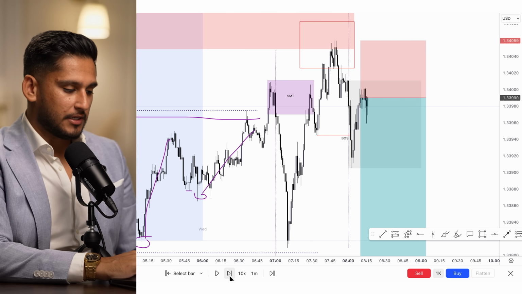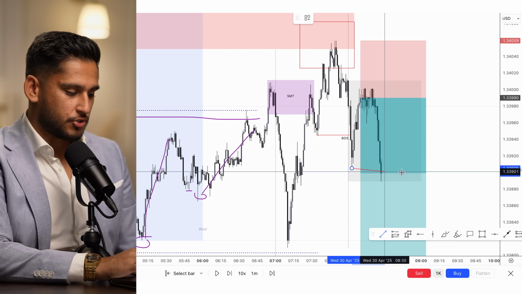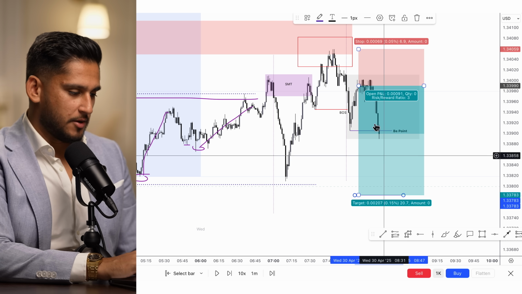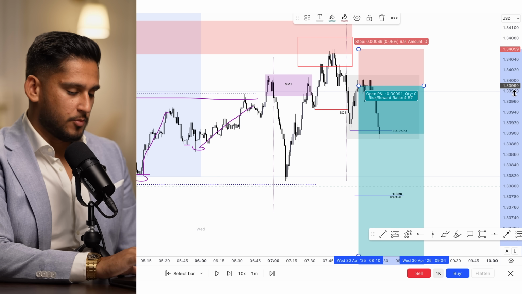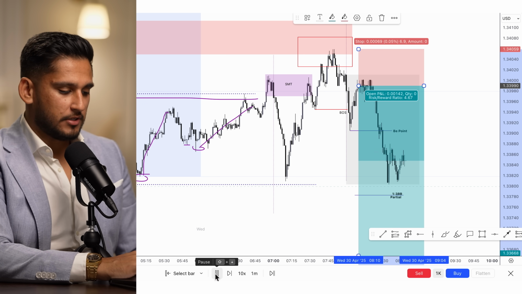we get tapped in perfectly, and then we wait for price to break even. When do we break even? Upon a market structure shift. That is our break even protocol. And then we simply wait for our 1 to 3 level to take our partial 50% volume, and then we continue on to the 1 to 10. Effortlessly coming down towards our 1 to 3, tapping in.